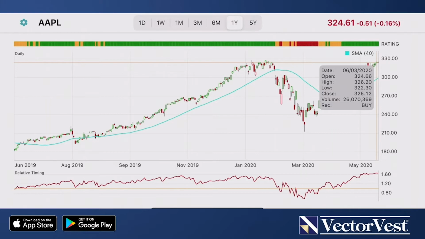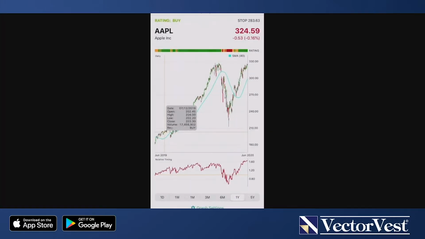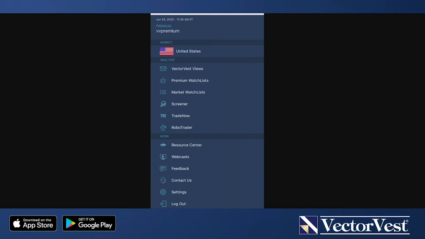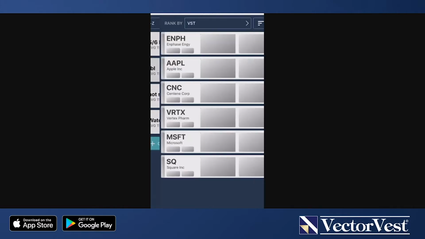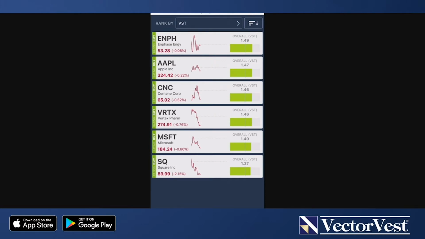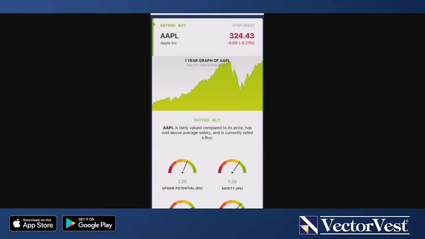But if you want something simple, easy to use, if you want to trade through your stock advisory app, we do have a few different partners that we work with, such as Ally, TradeKing, and a few other ones here. So if we go to more, go down to the Trade Now, Ally, Interactive, and TradeStation. If you're in Canada, we also have Questrade as well. So those would be three of the partners that we have hooked up to VectorVest if you're looking for that.